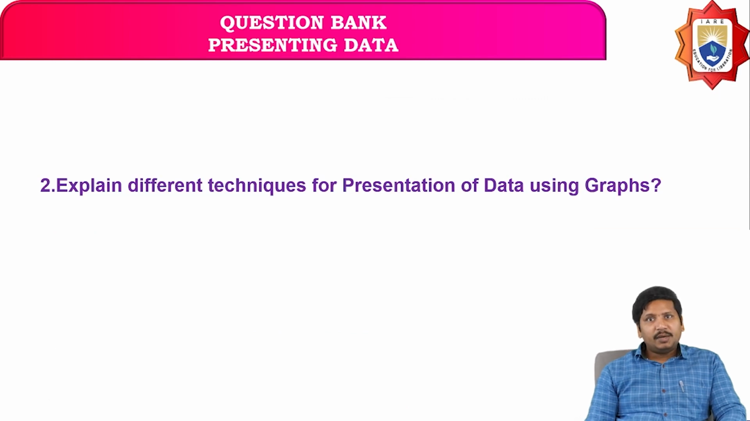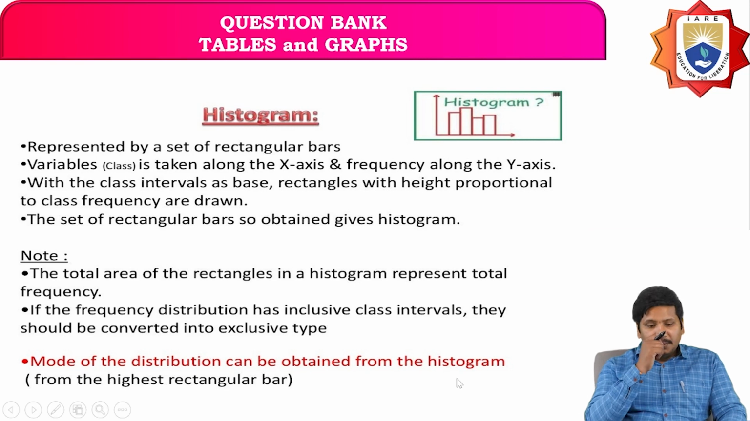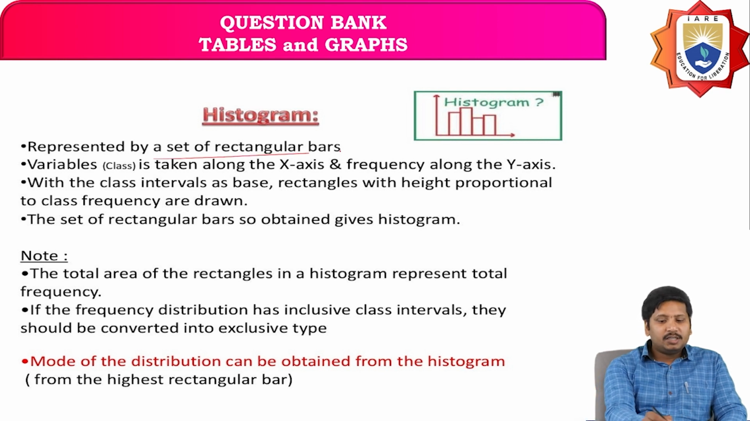So explain the different types of presentation of data using graphs. In this one, we are going to see about the histogram. A histogram is represented by a set of rectangular bars, where the variable is taken on the x-axis and frequency is taken on the y-axis. With the class intervals, we can present the proportion of the class frequency drawn.